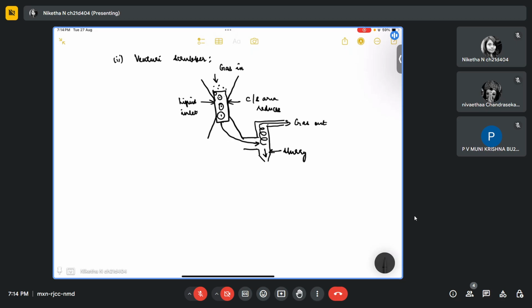And the reason for having a Venturi here is because, like I said, in the narrow midsection the velocity will be slightly higher. So the liquid particles and the gaseous particles, since the velocity is going to be higher, there are high chances of the particles colliding with the liquid, and therefore there are high chances of them forming a slurry together.